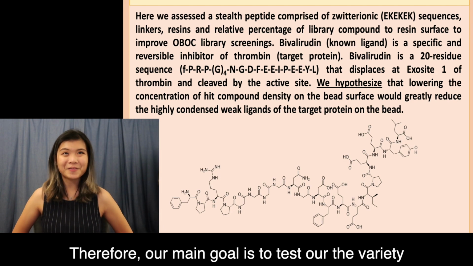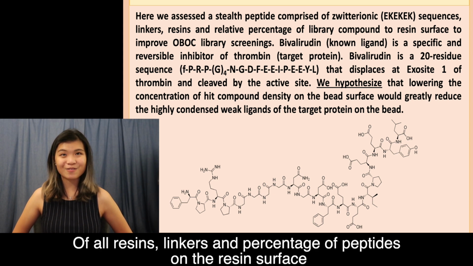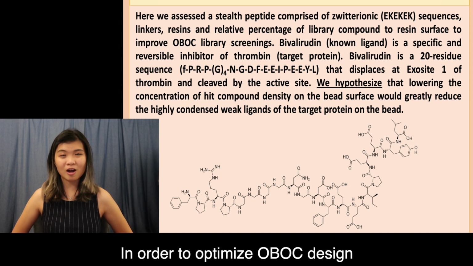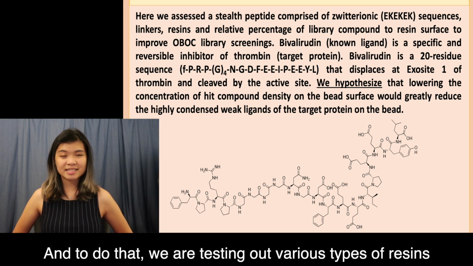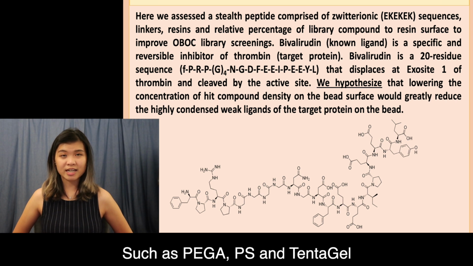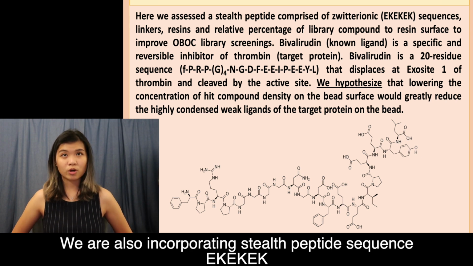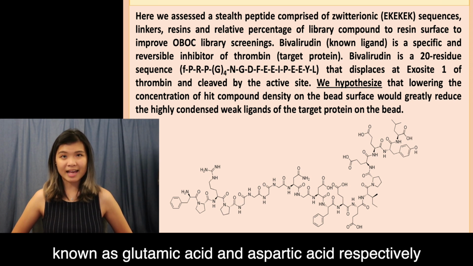Therefore, our main goal is to test out a variety of resins, linkers, and percentages of peptides on the resin surface in order to optimize OBOC design and minimize non-specific binding. To do that, we're testing various types of resin, such as PEGA, PS, and TentaGel. We're also incorporating stealth peptide sequences, EKs, known as glutamic acid and lysine respectively.